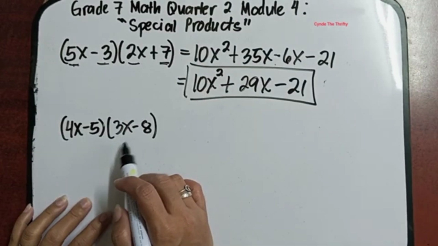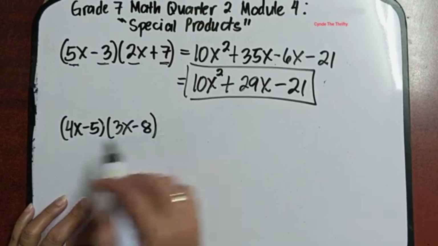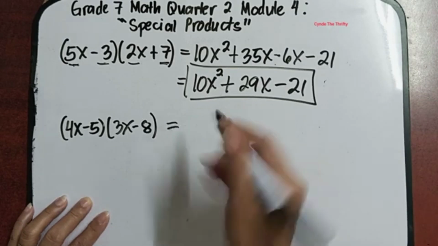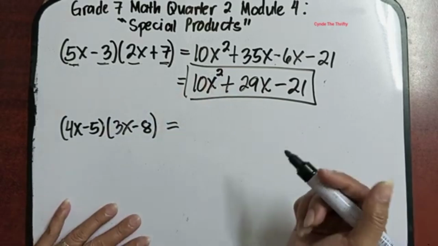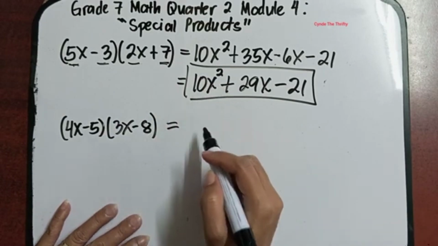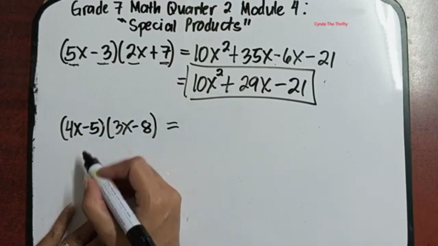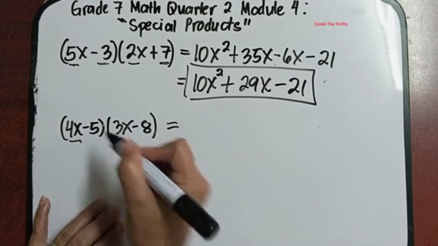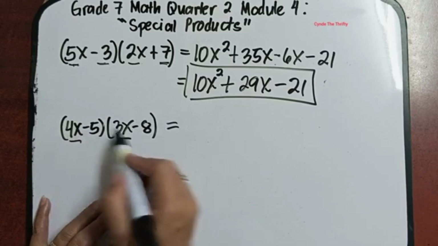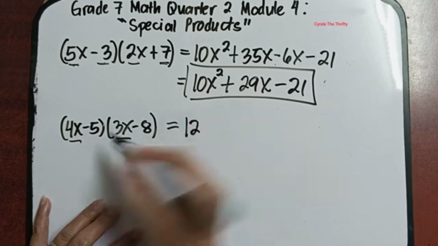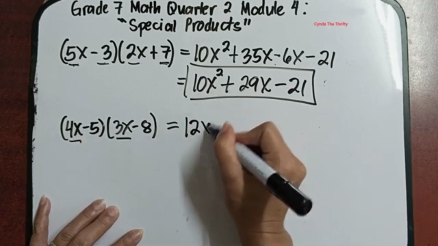Another example tayo sa ating product of two binomials para mas maintindihan natin kung paano gamitin yung ating FOIL method. Okay, so FOIL method ang gamitin natin. Sa FOIL method, ang una is F. So, ang F is first. So, i-multiply natin ang ating first term. Ang ating first term is 4x and 3x. So, 4 times 3 is equal to 12. X times x is equal to x squared.